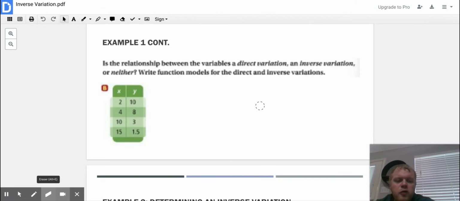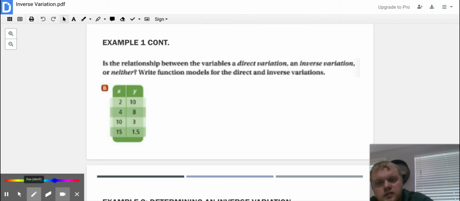So since we are multiplying all those and our products are not constant, since there's not a same variable here, there is not an inverse relationship here, which means there is no inverse variation. So this one would be considered neither.